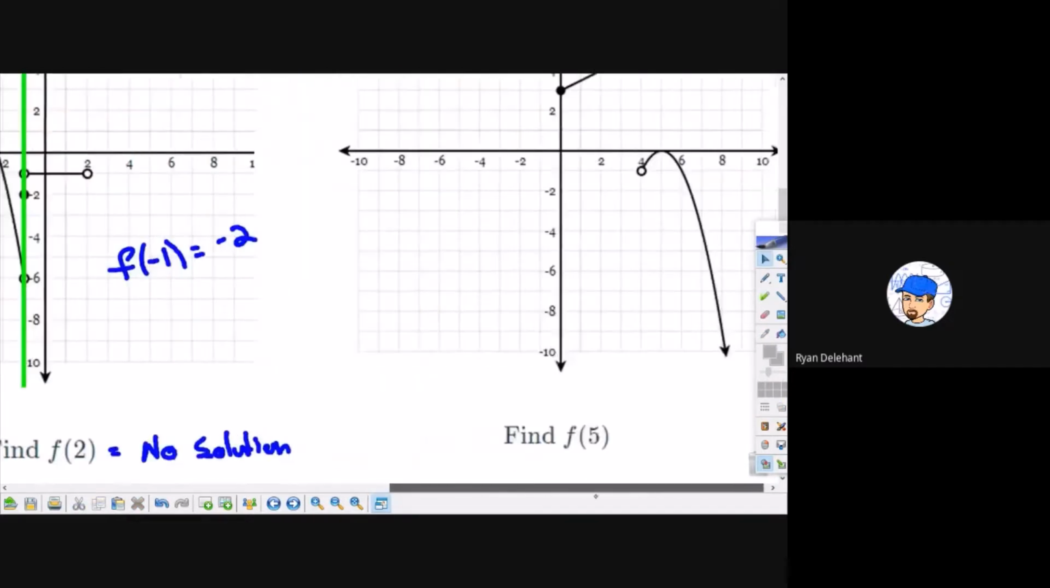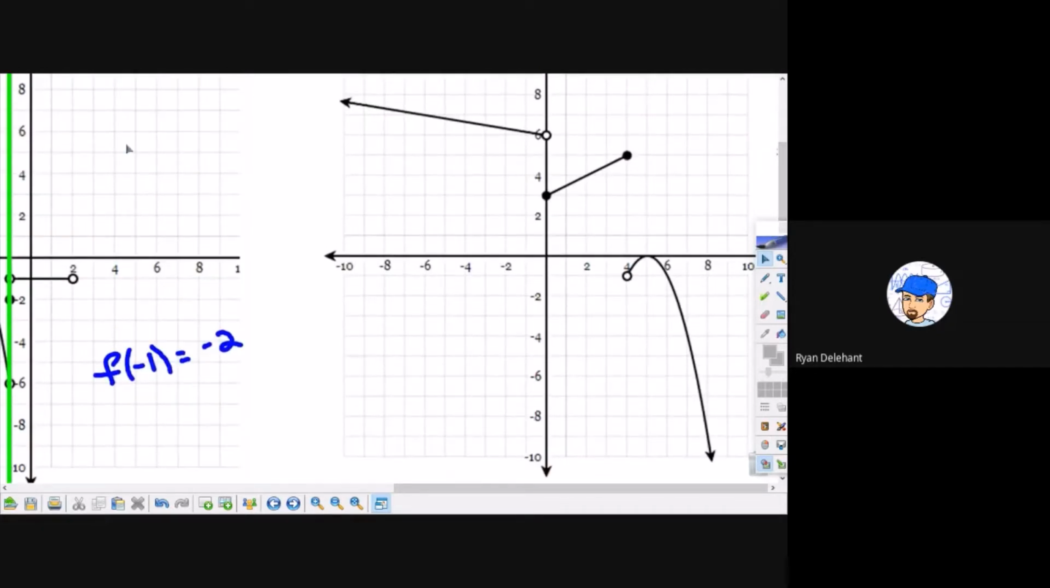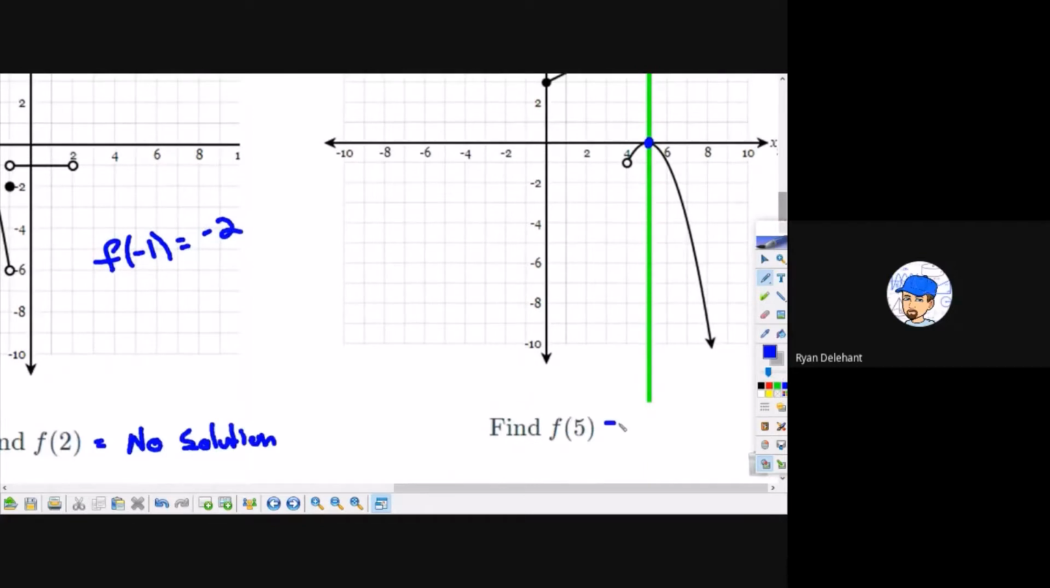Let's see what the last one says. F of 5. If we drag our line over here to 5, there's only one spot there. We're touching on the x-axis. So that means its y is 0. It's asking for the y that comes out, so that one is 0. Everybody get that? Read the graphs.